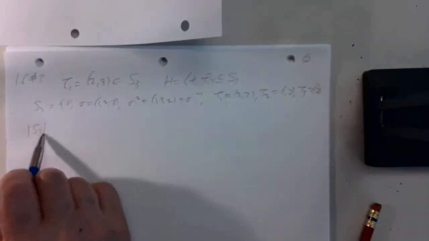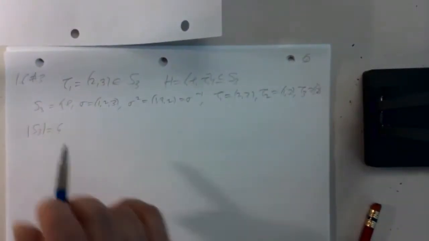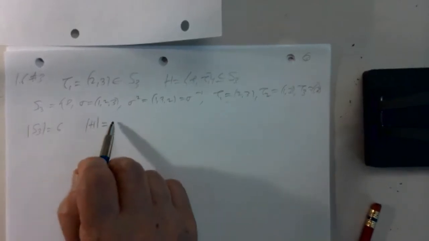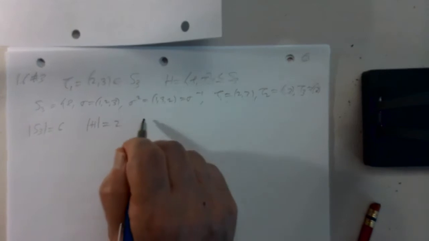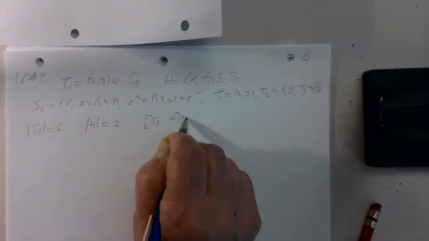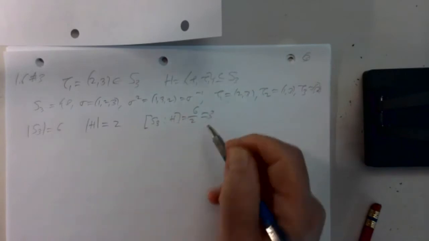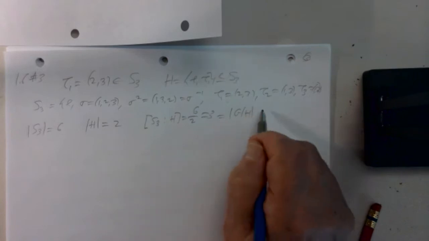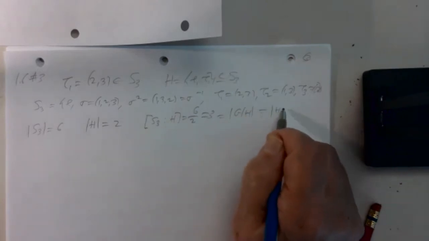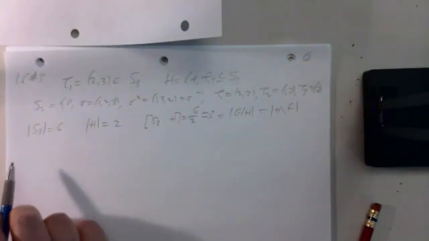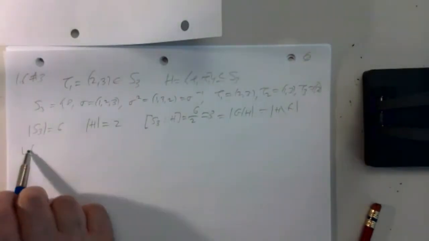So now what do we know? We know that the cardinality of S3 is 6, and the cardinality of H is equal to 2. And so the index of H in S3 is 6 over 2, which is 3. So this is going to be the number of left cosets and also the number of right cosets. So let's try and find the cosets. Let's do the left cosets first.